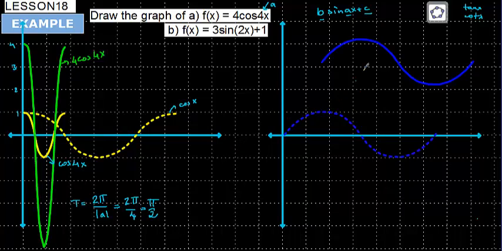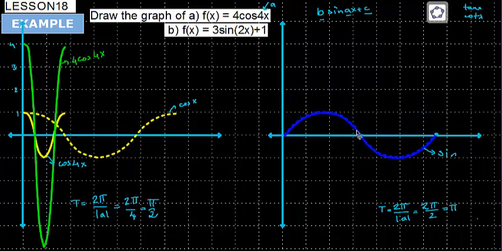Okay, now here sine 2x we have, so I have to find first the period. T is equal to 2 pi over the absolute value of a, which is equal to 2 pi over 2, which is equal to pi. So this normal sine function, it's going to finish its action in pi unit. This is 2 pi, you know that one. So this is going to end at pi unit.